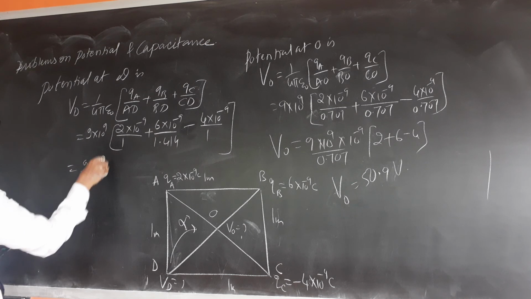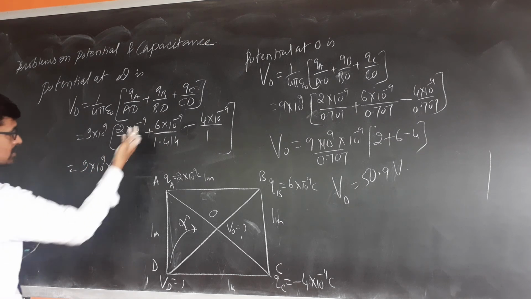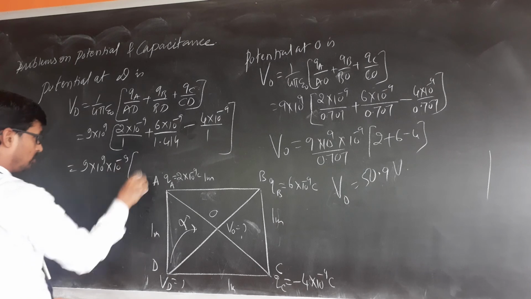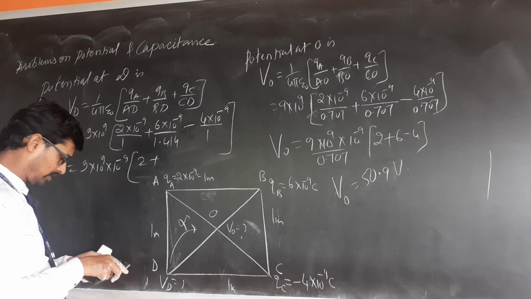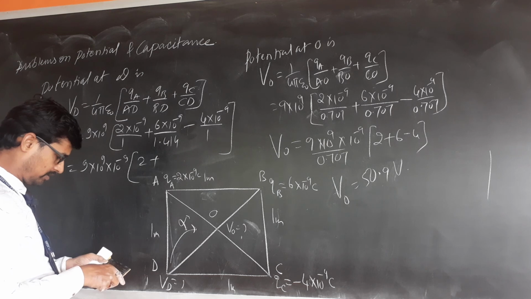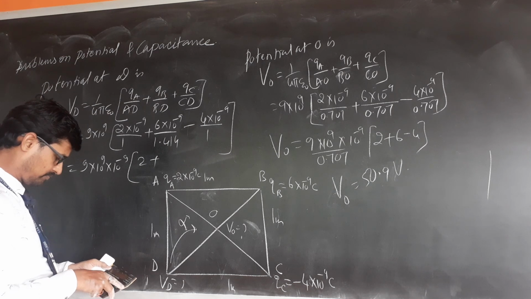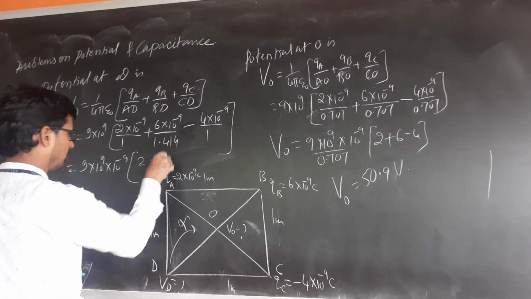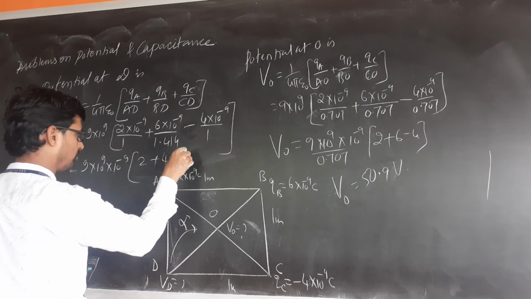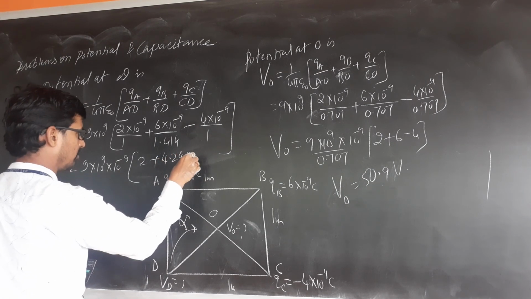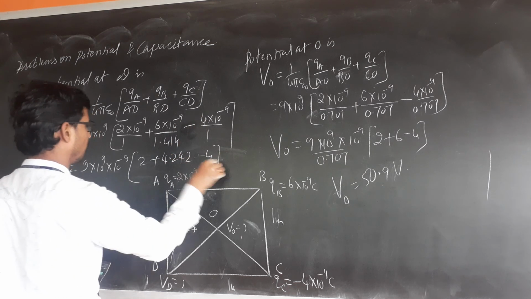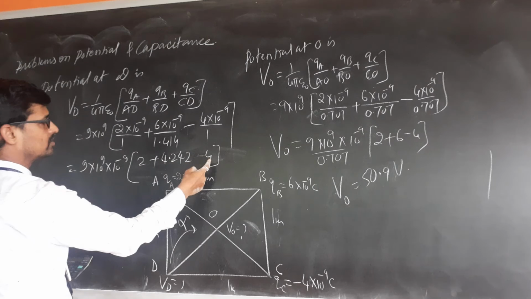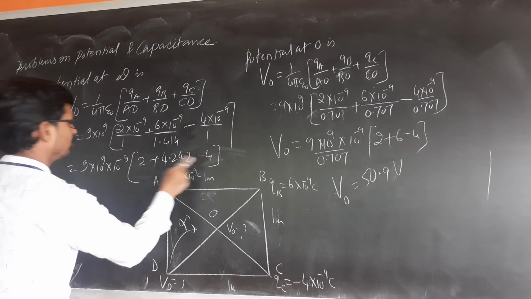9 into 10 raised to 9, 10 raised to minus 9. Sir, why minus? 9 taken common. 2 by 1 is 2. 6 upon 1.414, let us calculate. 6 divided by 1.414. Minus 4 upon 1 is minus 4. 4 minus 4 is 0 and 0.242 plus 2 is 2.242.